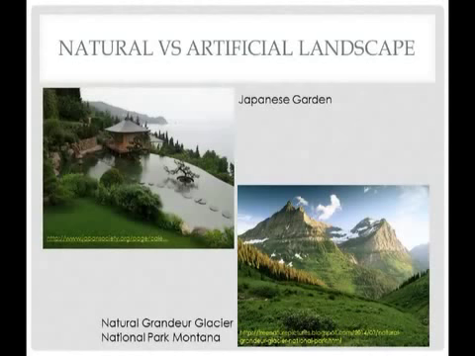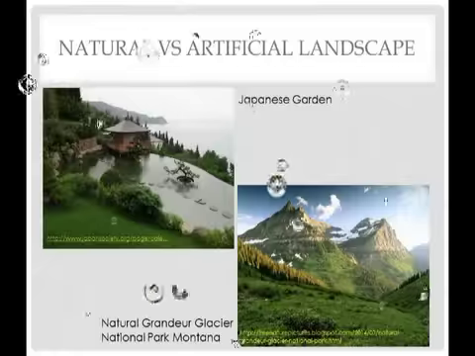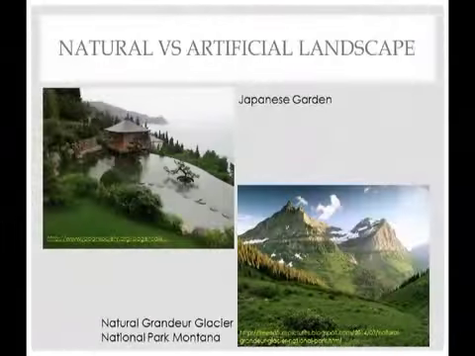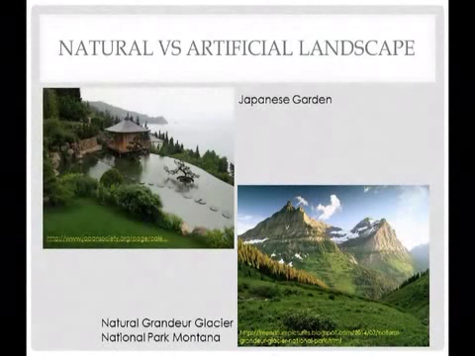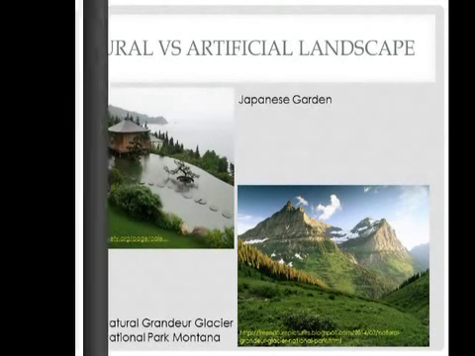And these are the examples for natural and artificial landscape. So as you can see here on the top left, it's a Japanese garden. And on the bottom right is the natural grandeur of Glacier National Park of Montana.